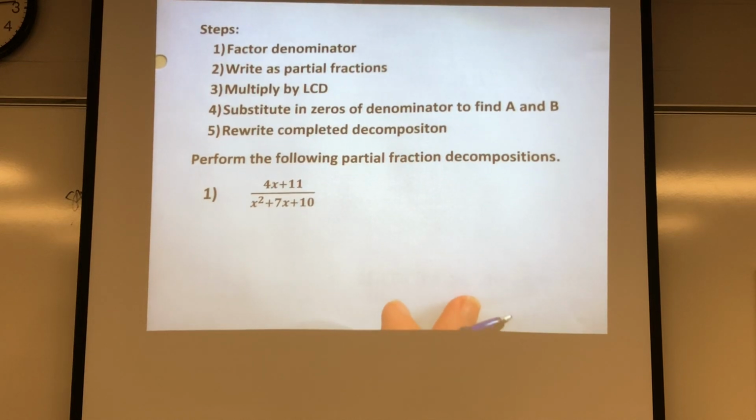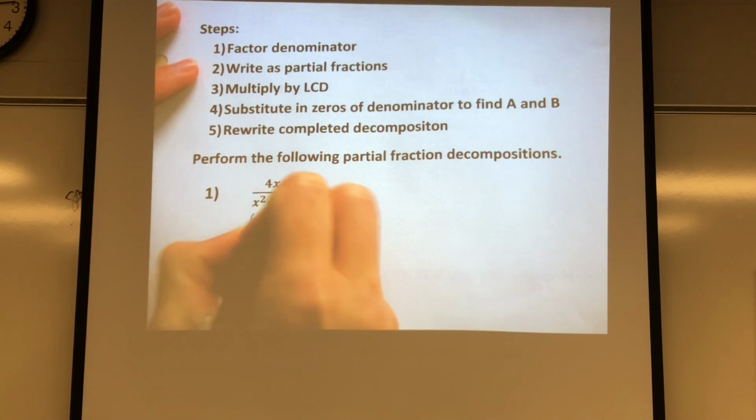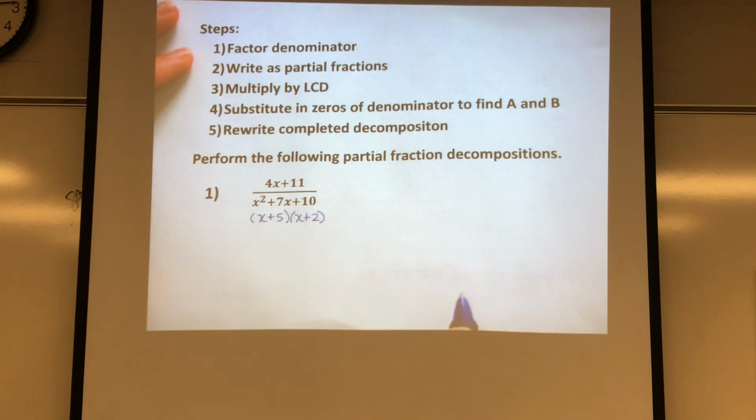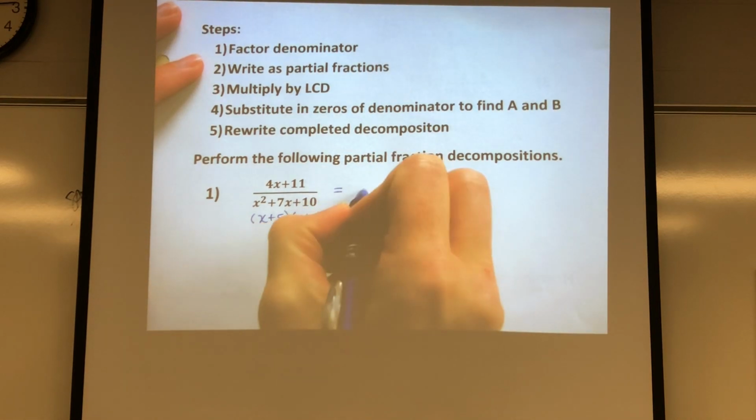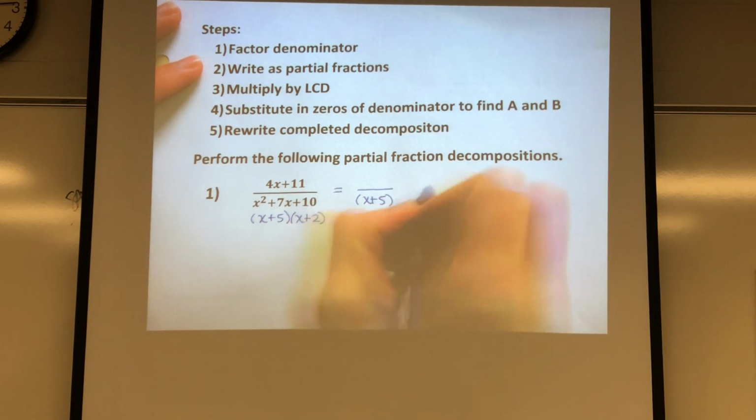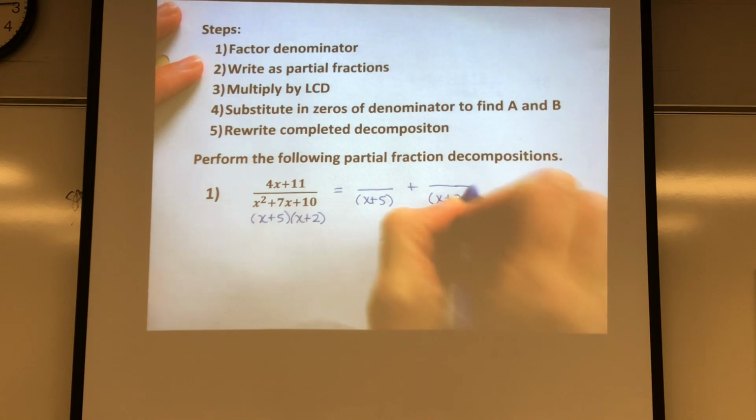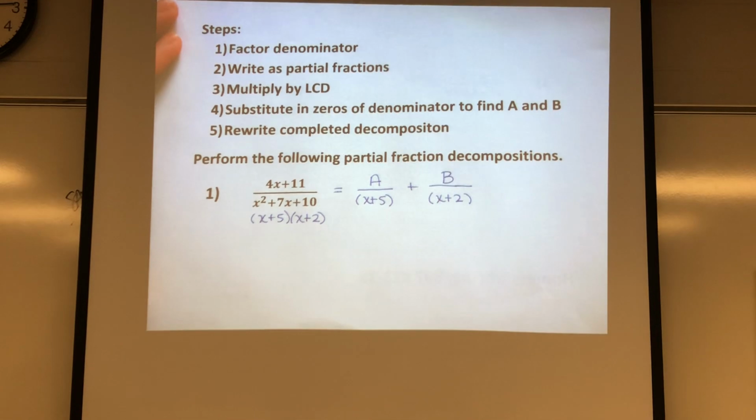All right, so here we go. We're going to start by factoring the denominator. So multiply to get 10, adds to get 7. That would be 5 and 2. So we're going to rewrite that as partial fractions. So what that means is we're going to take x plus 5 as one of our denominators and x plus 2 as another one. The numerator of one will be A and the other will be B. It does not matter the order you write those in.